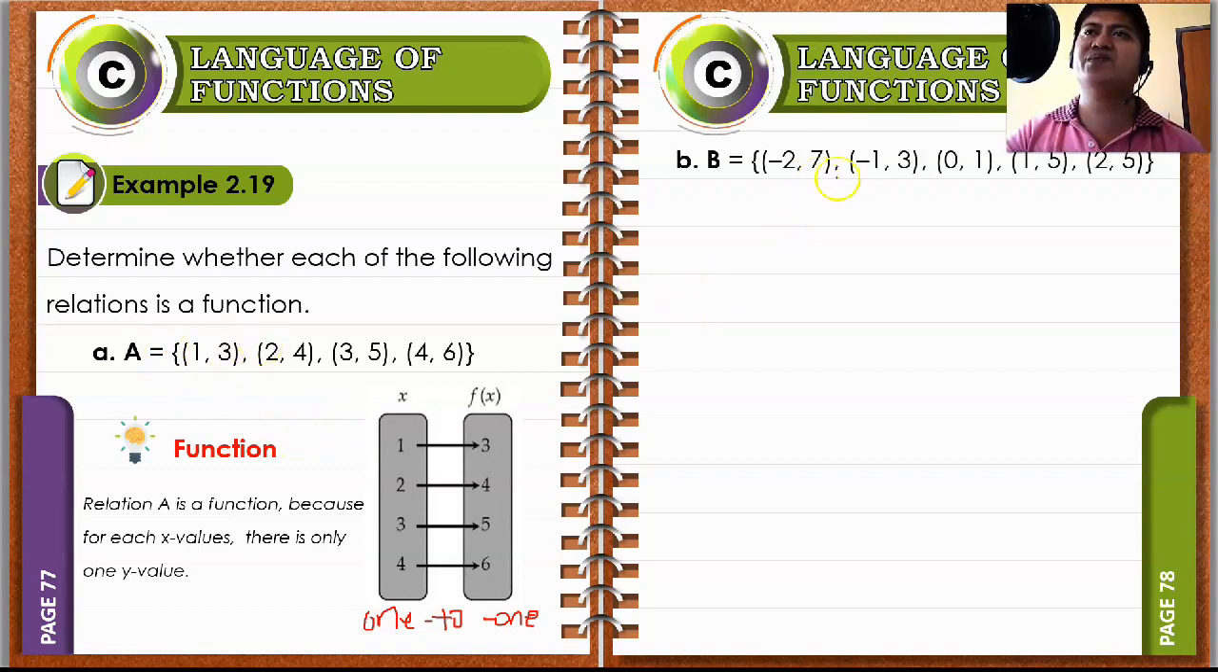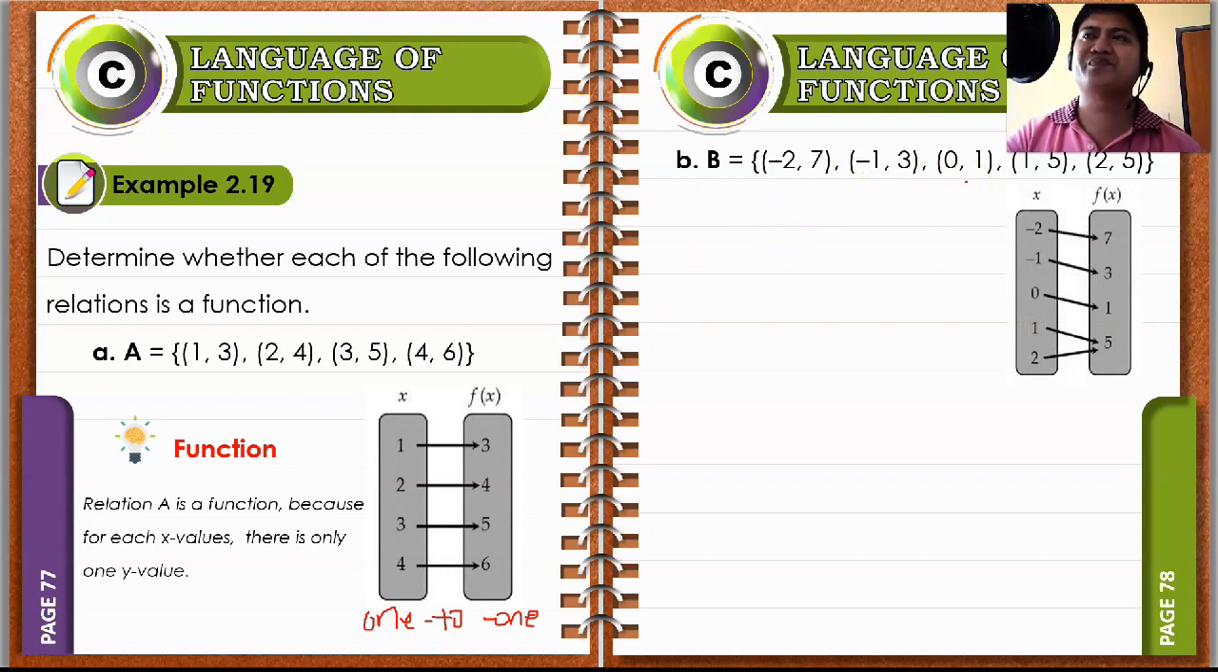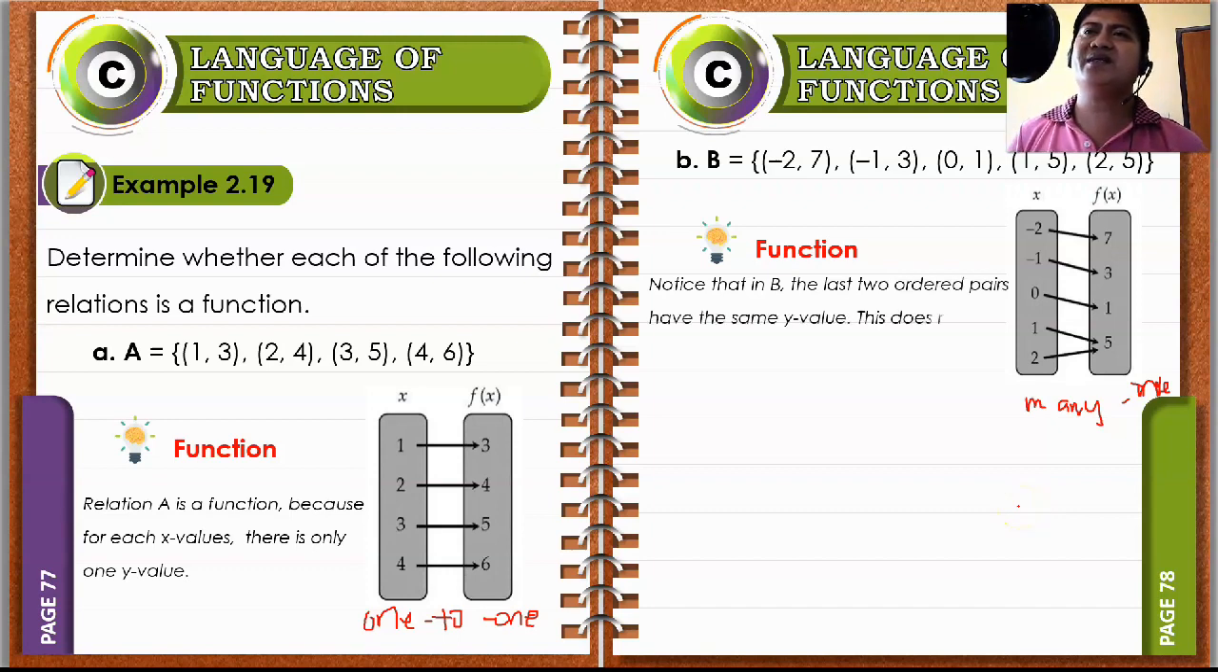And for the set B, we have (-2, 7), (-1, 3), (0, 1), (1, 5), and (2, 5). This time, this is many-to-one. Why many-to-one? We have 1 and 2, and their image is 5. Is this a function? Yes, it is a function. Notice that in B, the last two ordered pairs have the same y value. This does not violate the definition of a function because each component of x should have a corresponding value of y. For 1, we have the corresponding value of 5. For 2, we also have the corresponding image of 5. So this is a function.